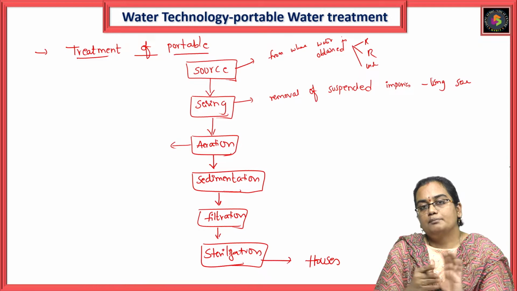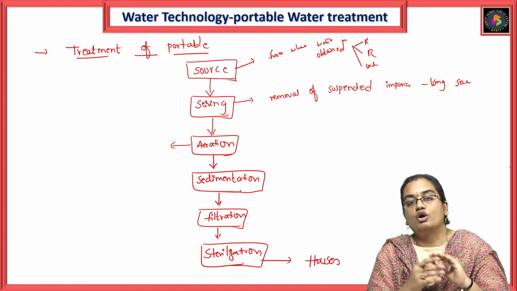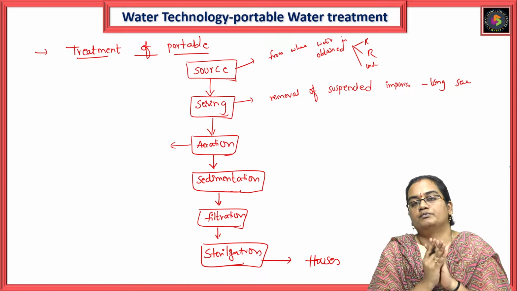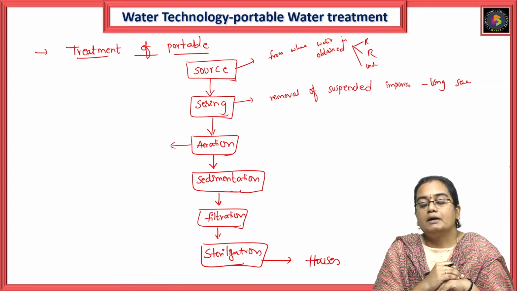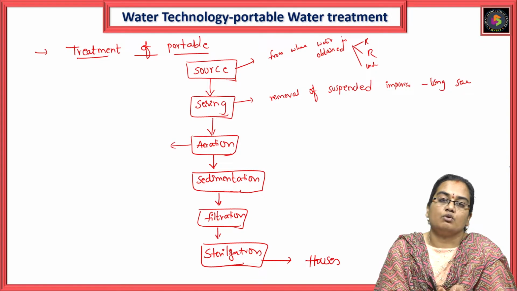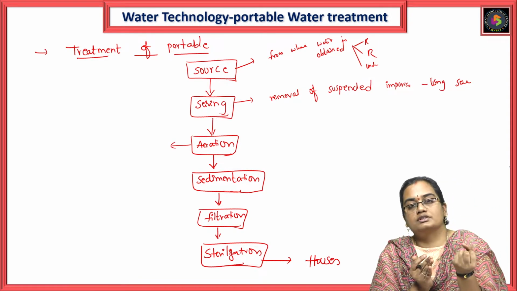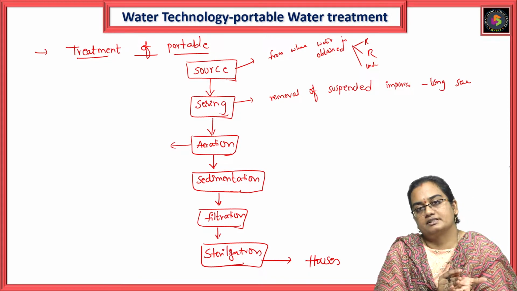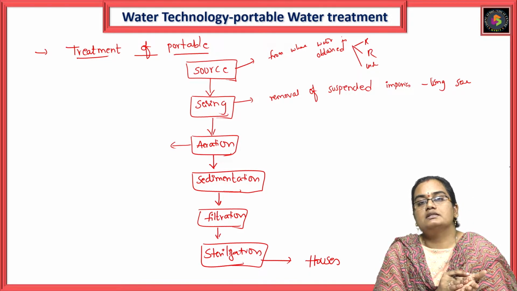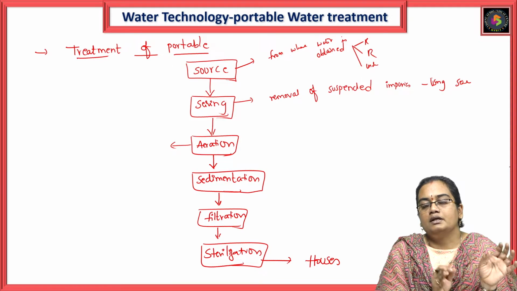So to overcome that problem, what we are going to do? Water is exposed to the atmosphere. When water is exposed to the atmosphere, what will happen? The metals which are present in the water will absorb the oxygen and get converted into metal oxides or metal sulfates, with which the metals that are present in water can be removed.